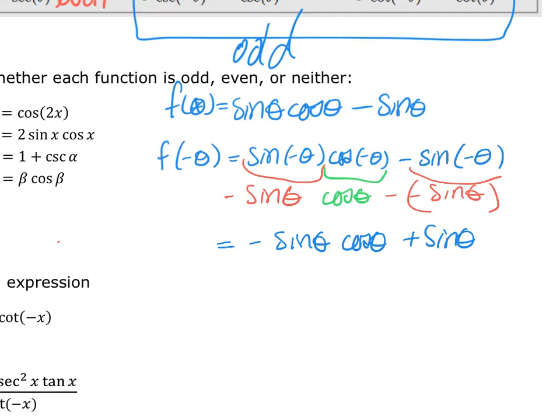If the answer is yes, then this is odd. If the answer is no, then I ask myself, did every sign stay the same? If the answer is yes, then it's even. If the answer is no, then the final answer is neither. Notice how every sign changed. I went from a positive and a negative to a negative and a positive. So this particular function is odd.